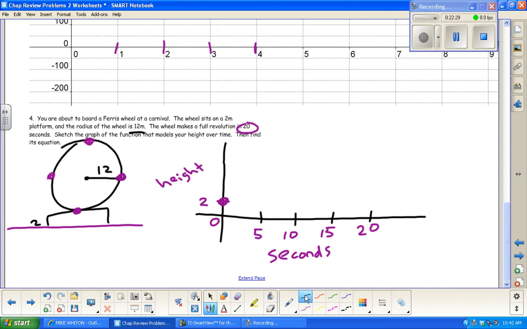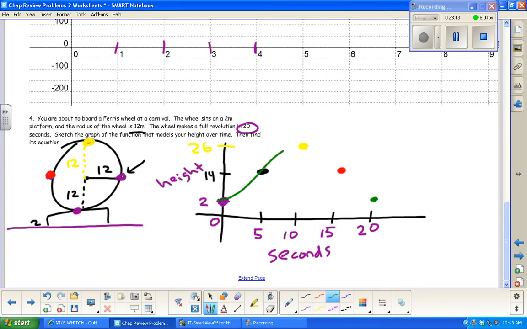Once we get to this point, which is 5 seconds, 1/4 of the way around the circle, think of this radius as 12, so we're 12 meters plus the platform was 2, so we are up at 14 meters tall at that point. Then we keep going around, we're halfway around, we're at the highest point, 10 seconds have gone by. We're at 12 plus another 12, 24, plus the platform, we're up at 26. And then we start to come back down, we're at 14 again. And then at 20 seconds we're back at 2 where we started, and we repeat the ride.